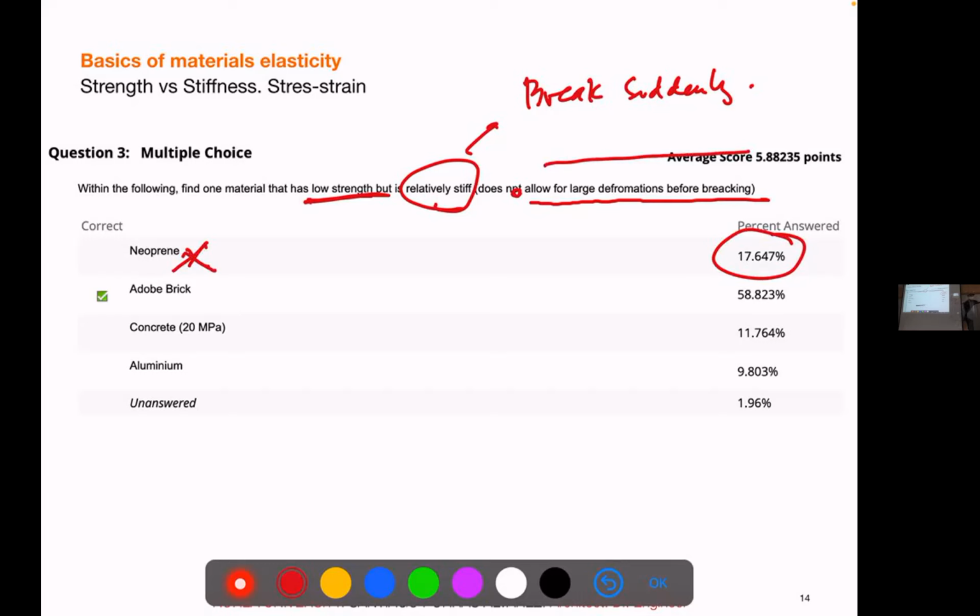We know that concrete is strong, right? So it cannot be adobe brick and aluminum. But we know aluminum is very ductile. So it is stiff, right? But it can stretch a lot before breaking. So it's not the case of a sudden break. That leaves us with adobe. And adobe brick is fairly strong, but if you stress it, it breaks suddenly, right? It's a fragile brick. So still almost 60% of the class saw it.